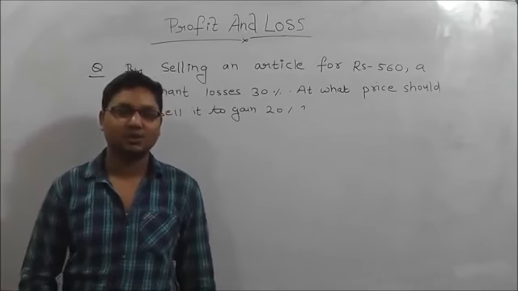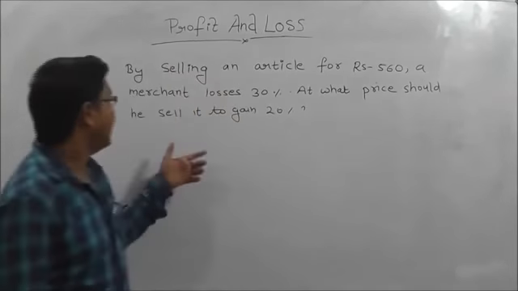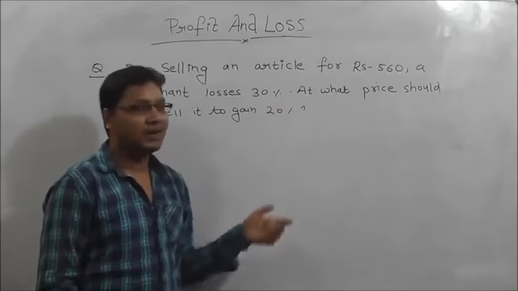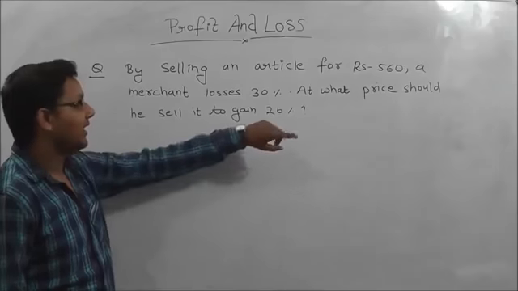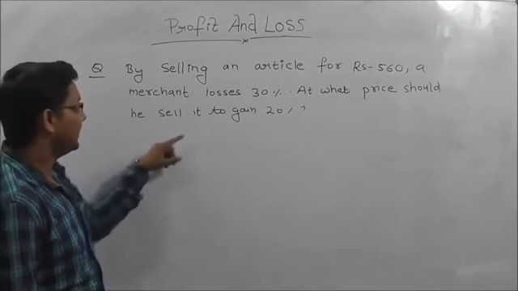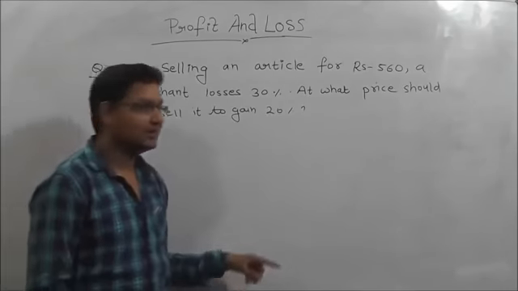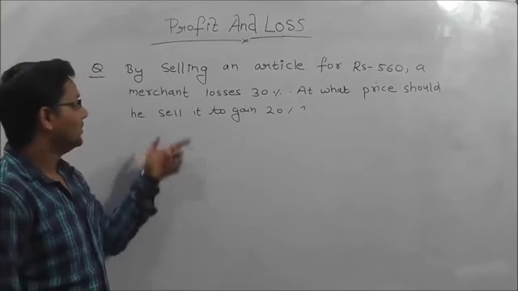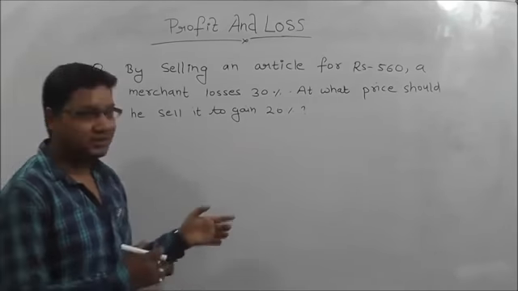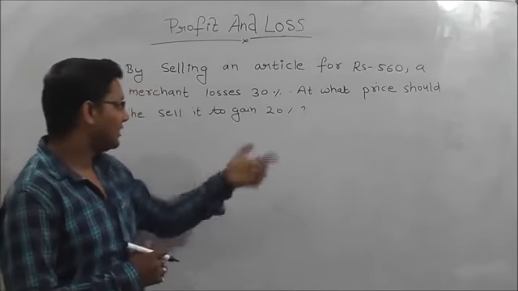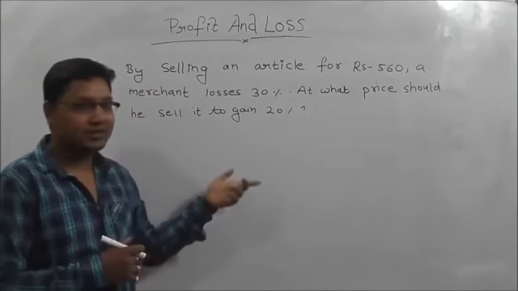Let us see the next question on profit and loss. By selling an article for rupees 560, a merchant loses 30%. At what price should he sell it to gain 20%? So, by selling an article for rupees 560, a merchant loses 30%. So, at what price should he sell to gain 20%?